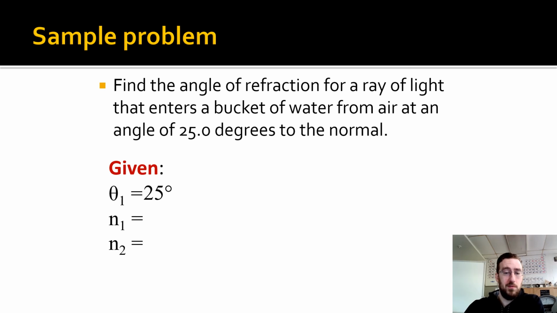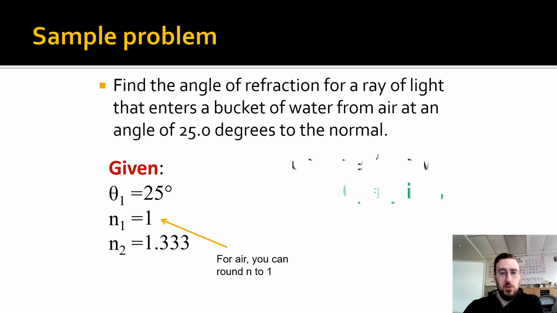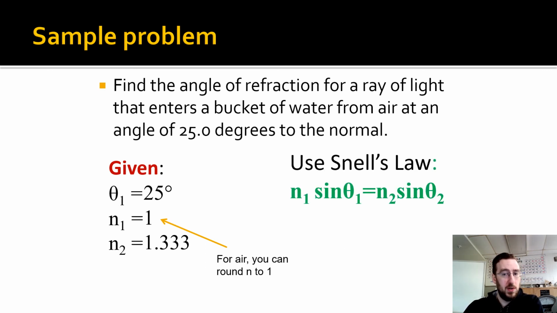n1 would be the index of refraction for the first material, which is air in this case. It's starting in air, then going into water. And we can round the index of refraction of air. It's 1.000293. We can just round that down to 1. It's not going to make much of an impact on our answer. Then the index of refraction for water, if you go back to that table and look it up, is 1.333. Then we're going to use Snell's law, n1 sine theta 1 equals n2 sine theta 2. And we're going to solve for theta 2.